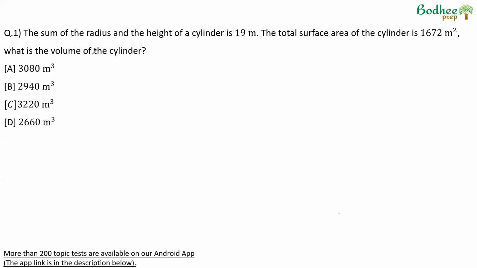The question says the sum of the radius and height of a cylinder is 19. The total surface area of the cylinder is 1672. Now the total surface area of a cylinder is nothing but 2 pi r into h plus r. This is given as 1672, which means 2 into 22 by 7 into r into h plus r, the sum of radius and height is 19, is 1672. So from here we'll be able to get the value of the radius.